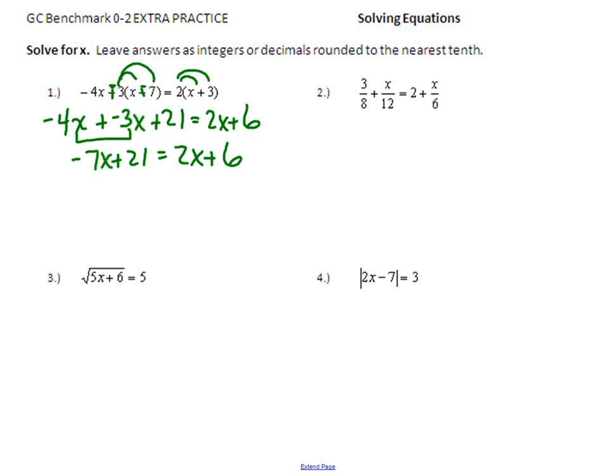I'll swing my x's to the left side, so either just flip and switch, where you make it a -2 on the left, or add -2x to both sides. So -9x. And then subtract 21. And then now we're going to get, oh, that's 21, not 2. Let's fix that quick. 6 minus 21 is -15.